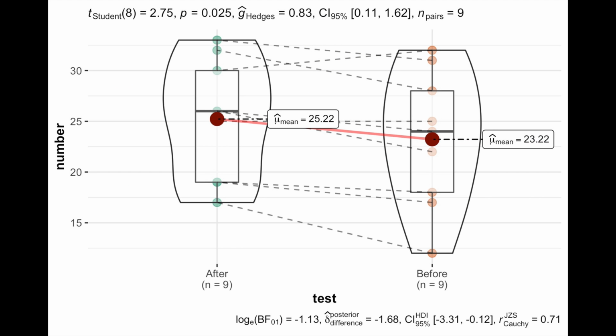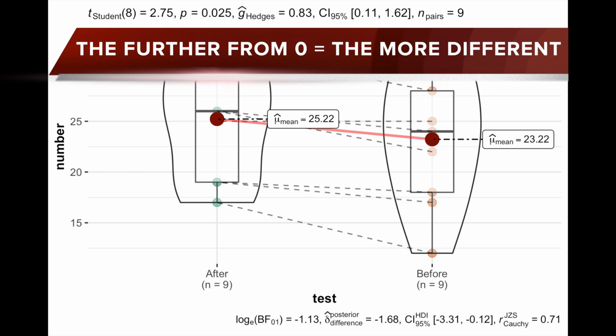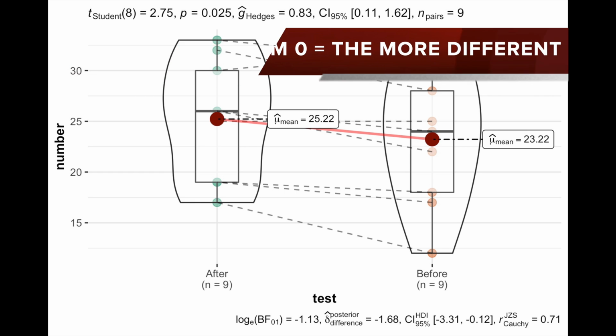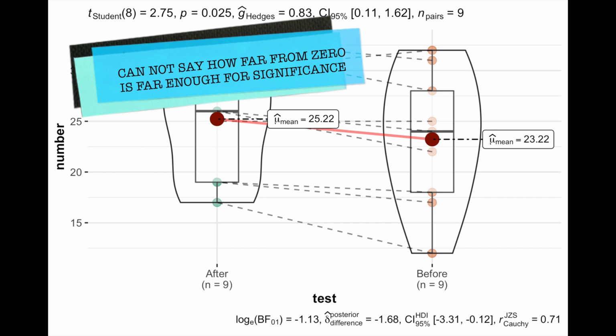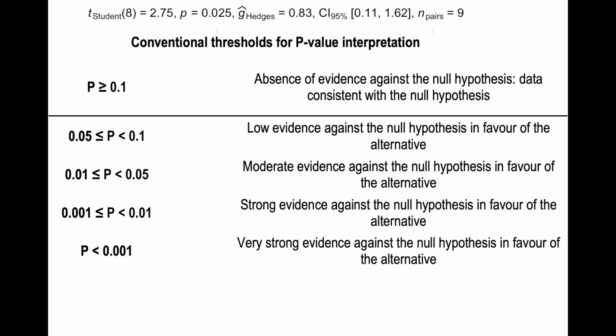Now, let's interpret the results. Student's t-statistic is the measure of similarity between compared samples, measured in units of standard error. The further the t-value is from zero, the more different are the samples. But the t-value by itself cannot say how far from zero is far enough to conclude that this difference is significant. That's why we need a p-value. Our p-value of 0.023 tells us that our difference is significant.